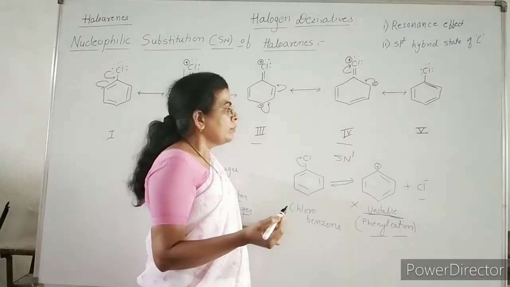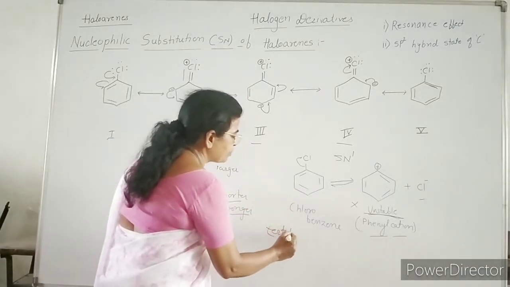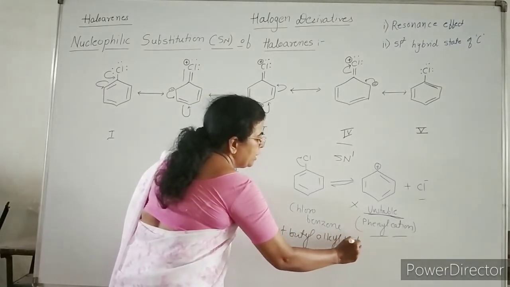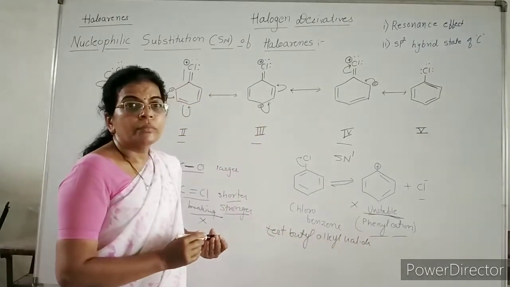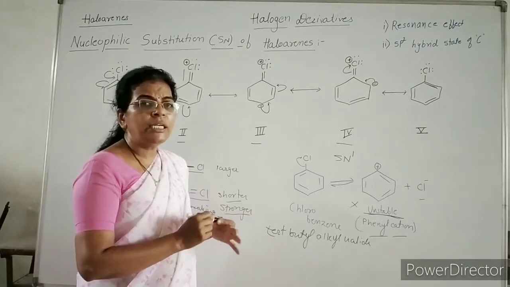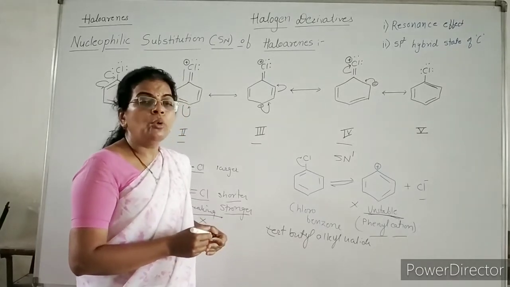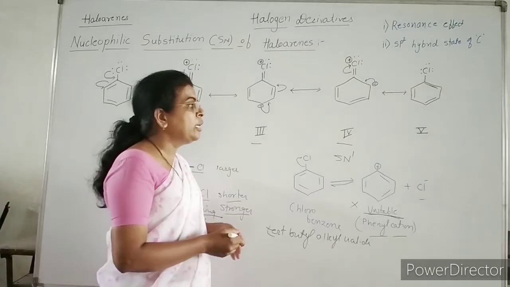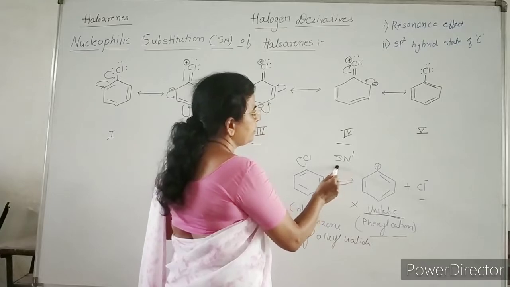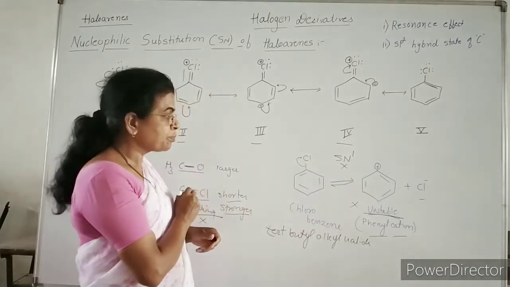Now, we know that when tertiary butyl alkyl halide undergoes SN1 reaction, there is formation of tertiary butyl carbonium ion, which is a stable carbonium ion. This intermediate is stable, and therefore nucleophilic substitution, unimolecular reaction can be possible. That is, SN1 reaction mechanism can be possible. But in case of this phenyl cation, which is unstable, SN1 reaction mechanism is not possible.